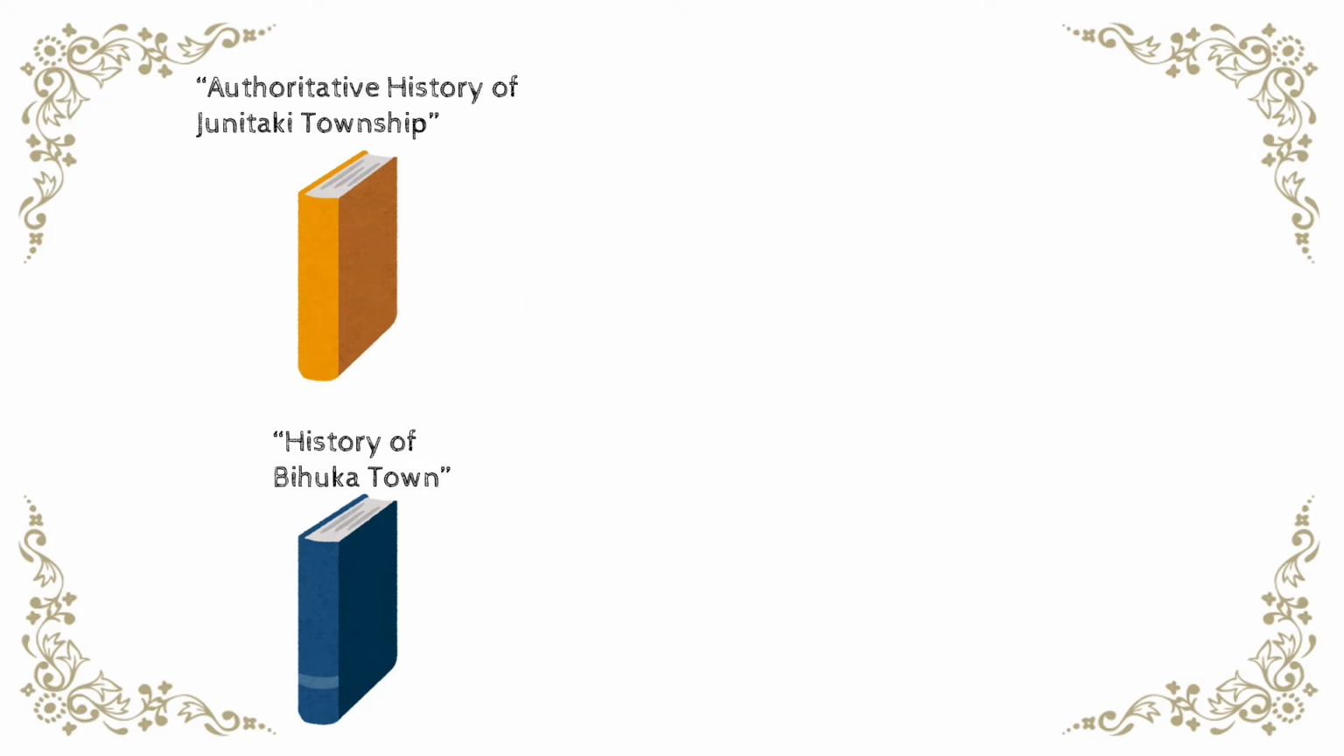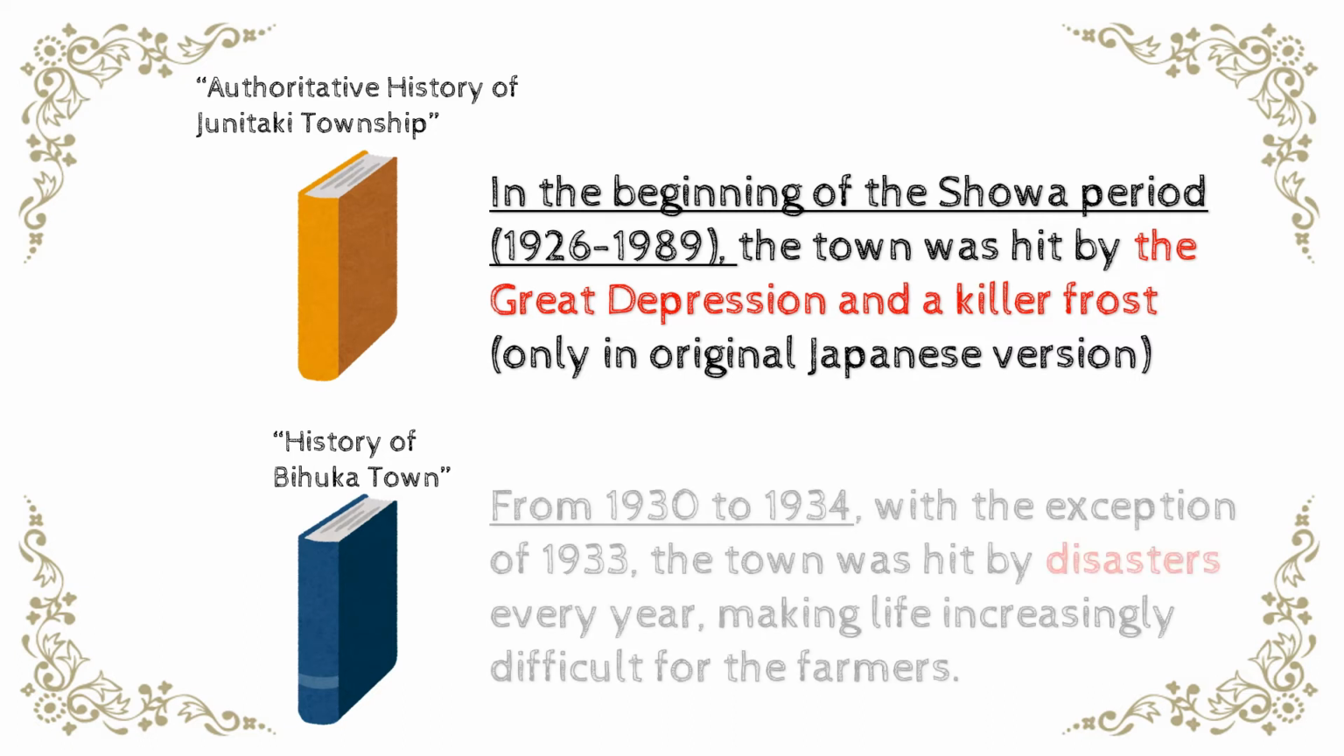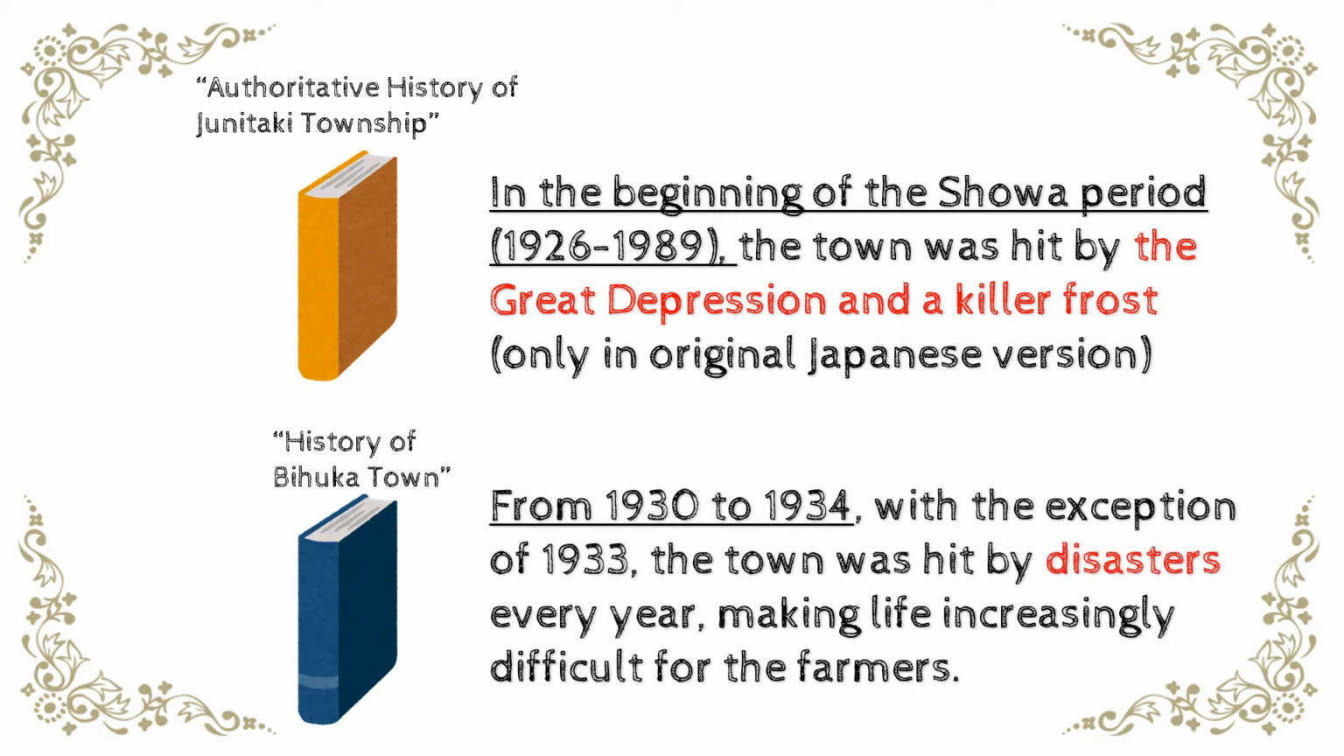The authoritative history of Junitaki Township states, in the beginning of the Showa period, the town was hit by the Great Depression and a killer frost. On the other hand, the history of Bifuka town states, from 1930 to 1934, with the exception of 1933, the town was hit by disasters every year, making life increasingly difficult for the farmers.